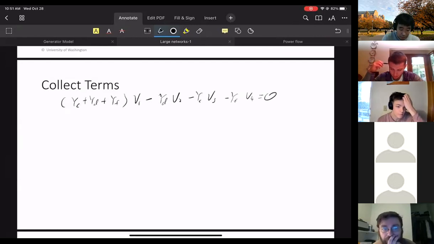So we can do the same thing for each of the equations.